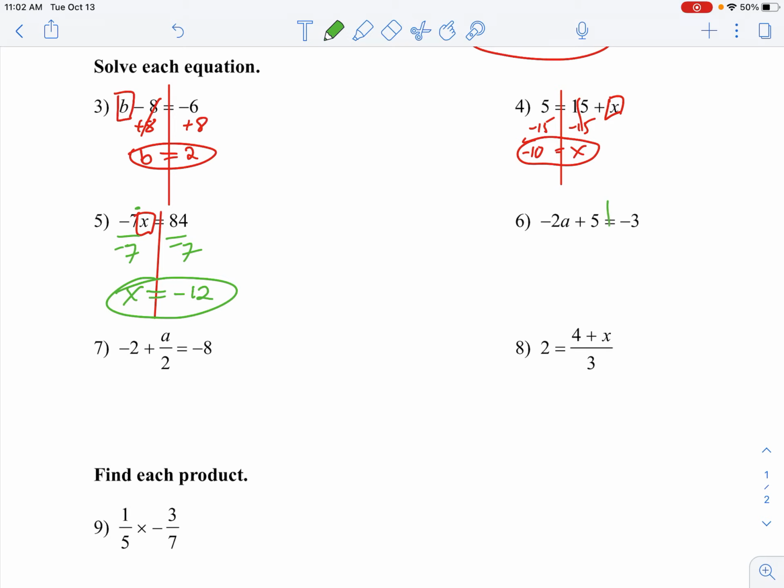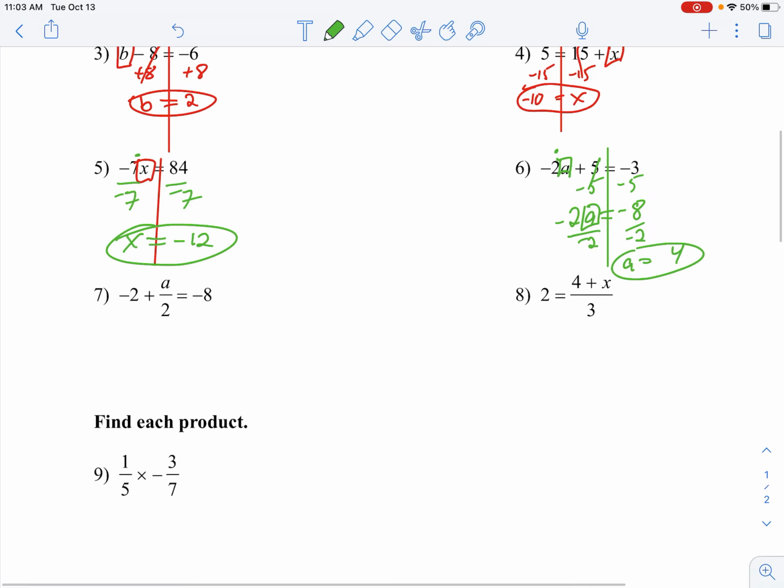Now, number 6 is what we call a two-step equation. So here I do the same kind of idea. Now I get negative 2 times a and then plus a 5. So I always like to move around addition and subtraction first. So I'm going to subtract 5 to start off with. Those 5's cancel. I'll bring down my negative 2a. Negative 3 minus 5, watch your signs, that's a negative 8. Divide by negative 2. Negative 8 divided by negative 2 is a positive 4.